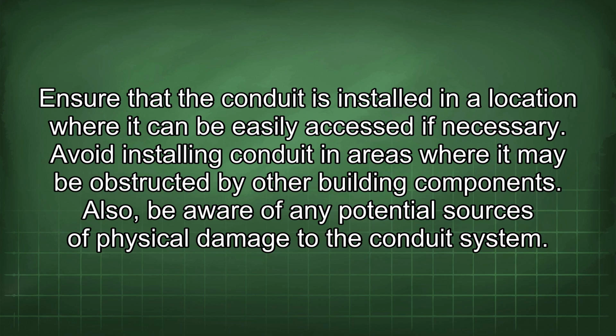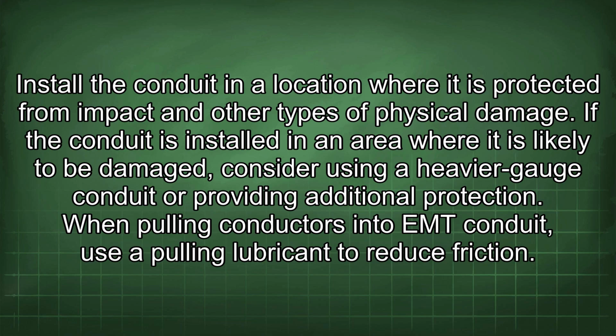Avoid installing conduit in areas where it may be obstructed by other building components. Also, be aware of any potential sources of physical damage to the conduit system. Install the conduit in a location where it is protected from impact and other types of physical damage. If the conduit is installed in an area where it is likely to be damaged, consider using a heavy gauge conduit or providing additional protection.